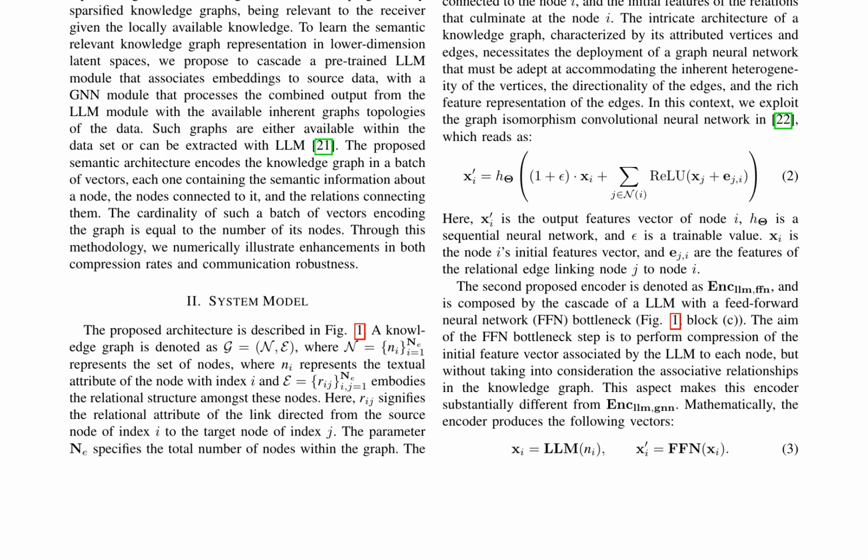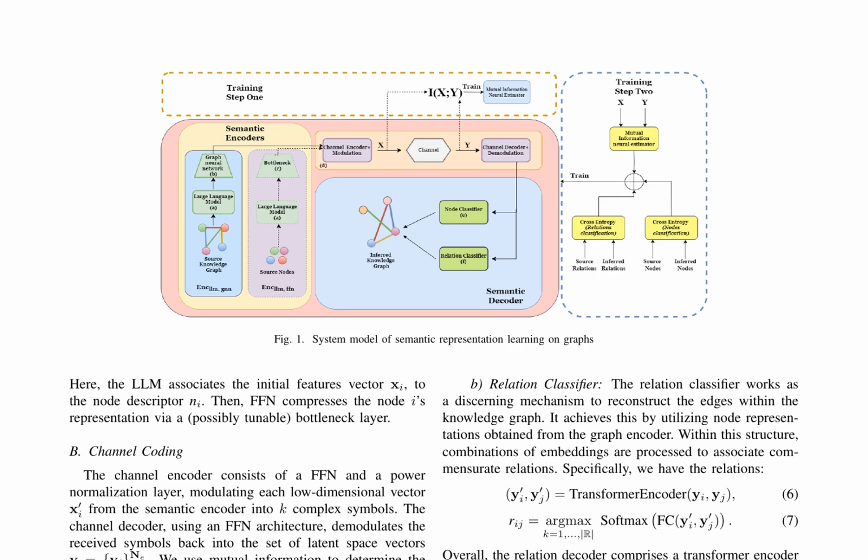The proposed framework numerically illustrates enhancements in both compression rates and communication robustness, providing a novel approach to semantic communication systems. The system model of semantic representation learning on graphs is illustrated in Figure 1. A large language model, LLM, associates the initial feature vector x_i with the node descriptor n_i, which is then compressed by a feedforward network, FFN, via a tunable bottleneck layer.